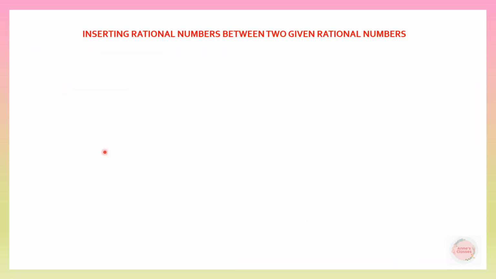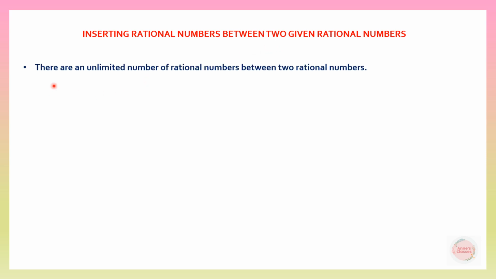Now we're going to be doing inserting of rational numbers between two given rational numbers. You know what rational numbers are? Any number that can be written in the fraction form is known as a rational number. Now if you have two rational numbers, you are asked to insert rational numbers between them, you must remember that there are an unlimited number of rational numbers between two rational numbers. Now if I simply have to take two rational numbers, 2 by 3 and 5 by 7, there are many rational numbers between these two rational numbers.